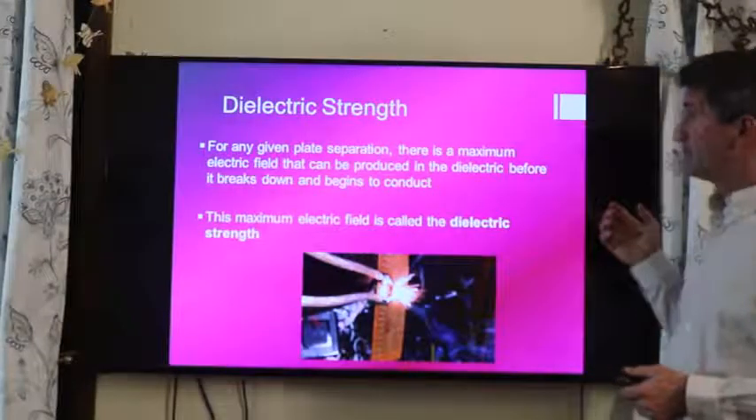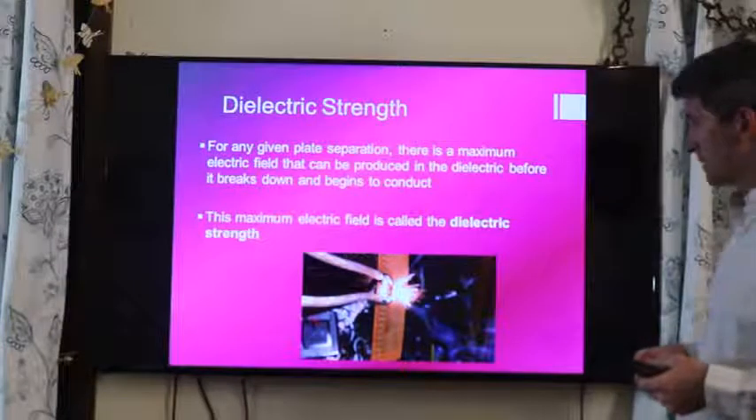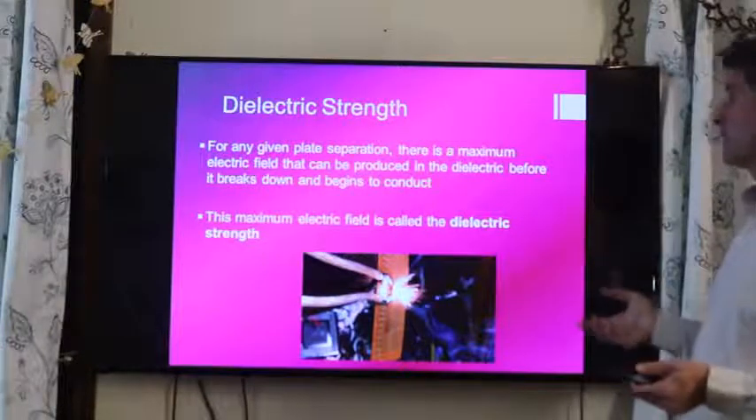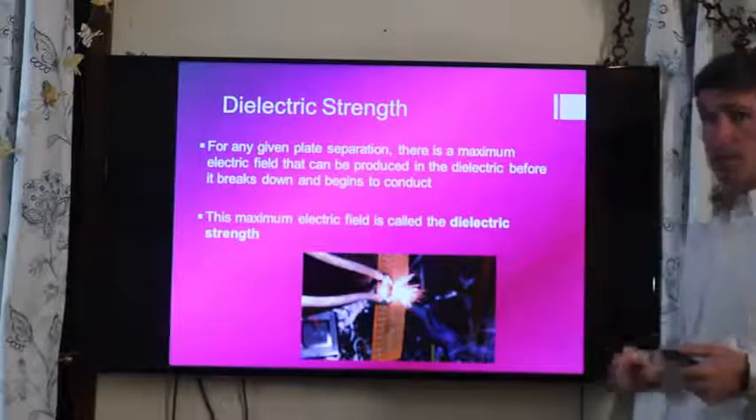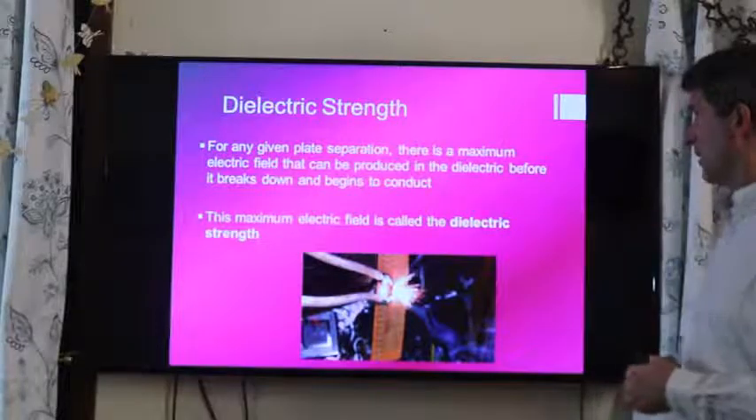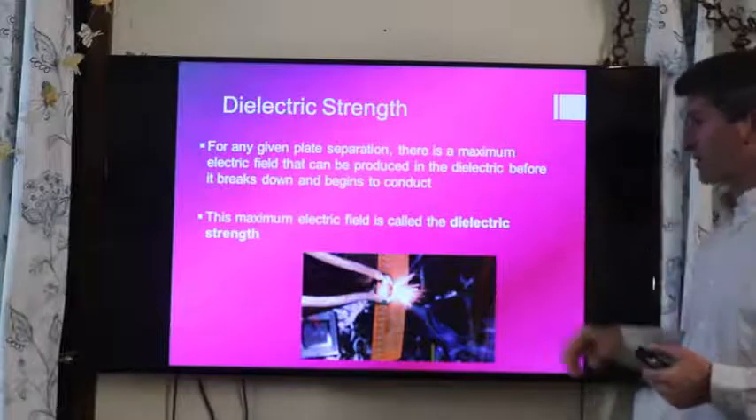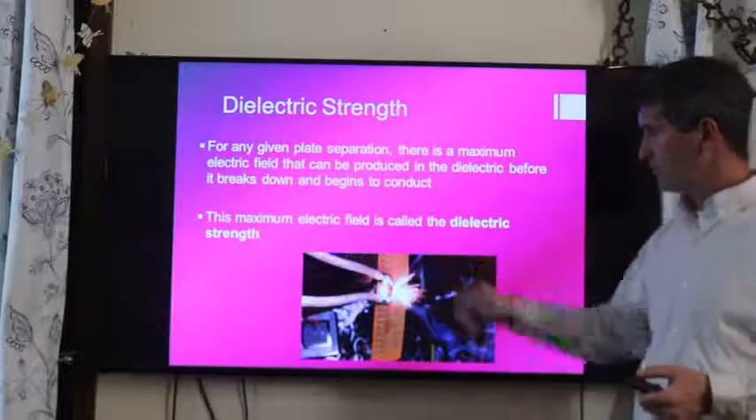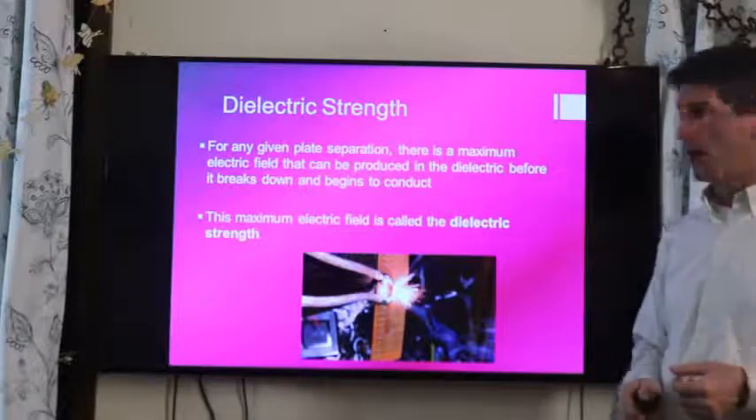So dielectric strength tells us how polarizable the material is. And again, for a given plate separation, there's a maximum electric field that this dielectric material can stand before we tear the covalent bonds apart. And we call this the dielectric strength. Putting too much voltage across it will cause the capacitor to fail.